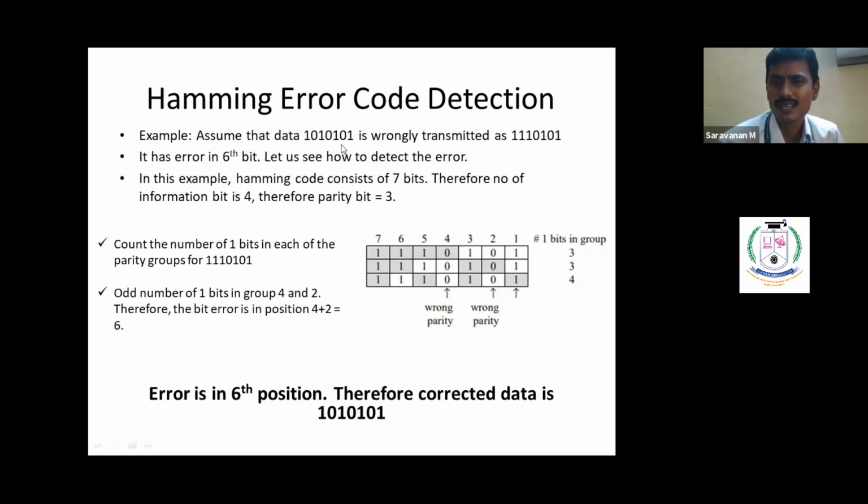Assume that this is the correct Hamming code. Now let us replace this 0 by 1 here, so this is the wrongly sent data. Now let us see how to find the error in this data. Take this value, put it in proper order, and we again have to check the parity bits at positions 4, 2, and 1. Clear?